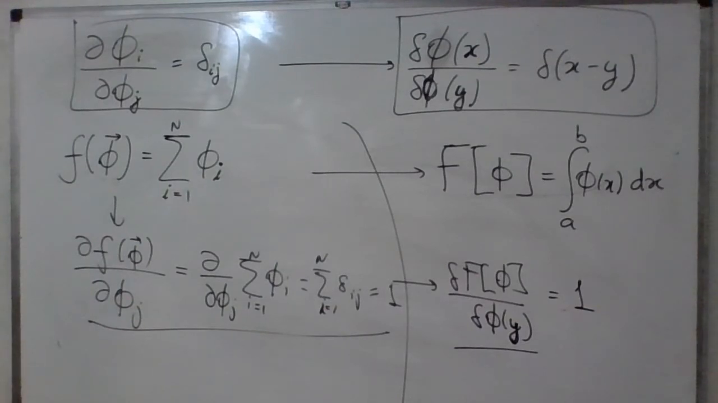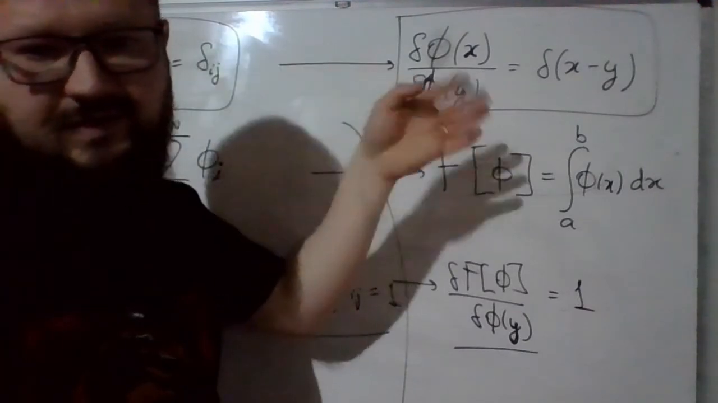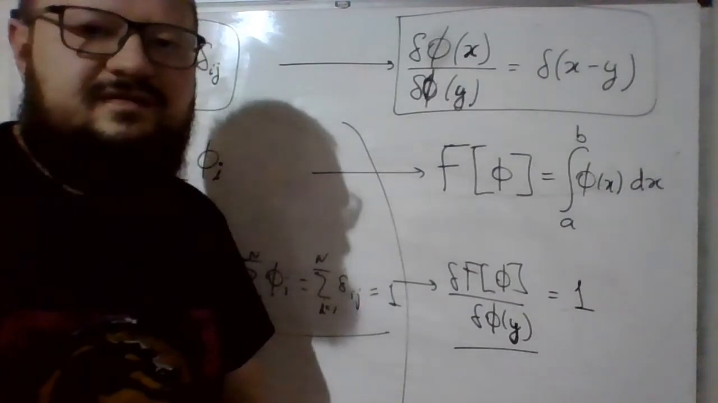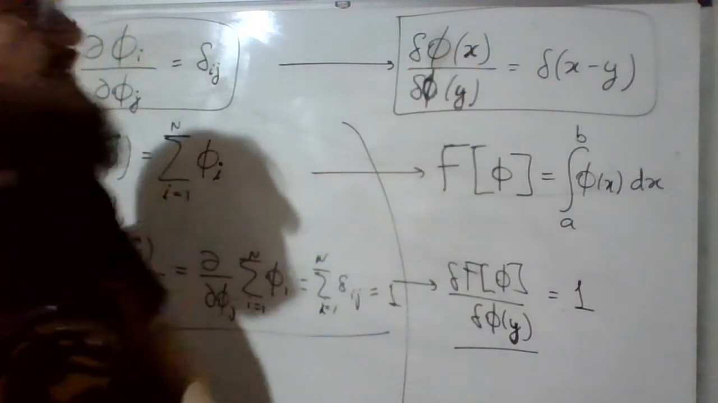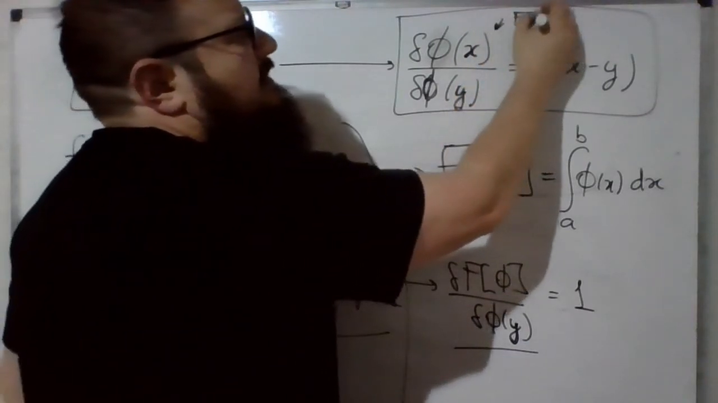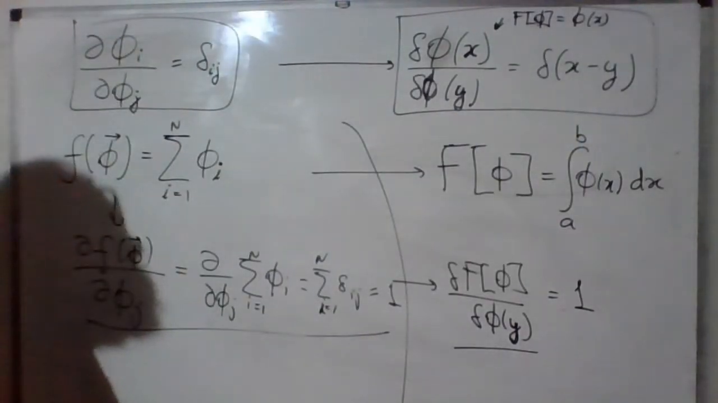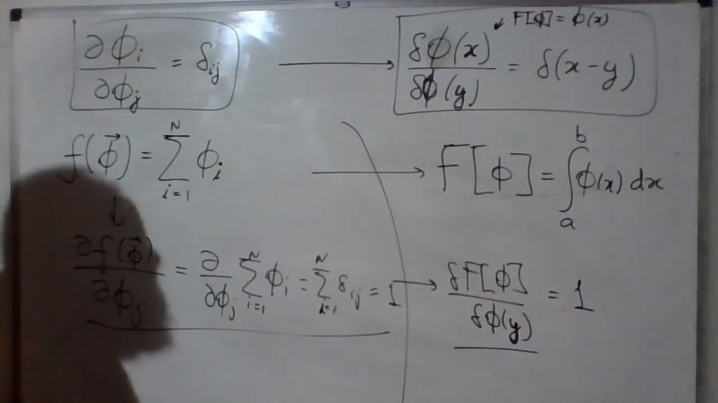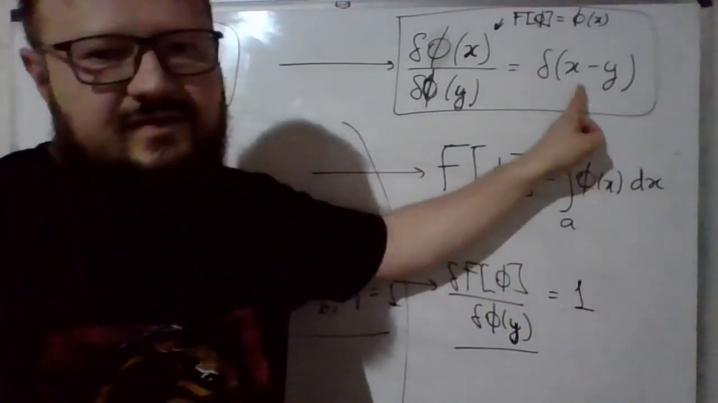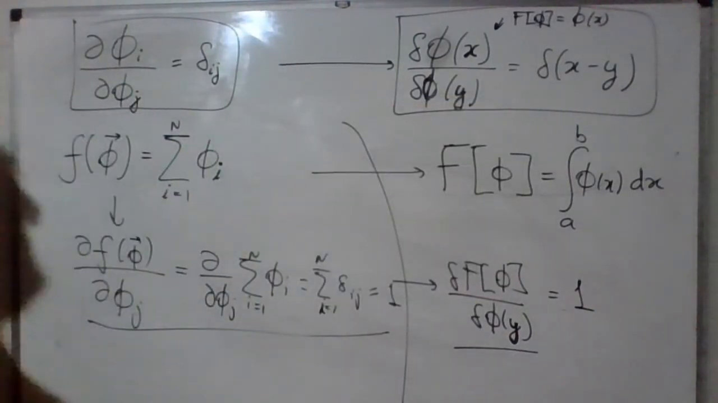Okay, this is it. You can demonstrate this property using directly the idea of functional derivative. To demonstrate this, consider that your functional phi of x is just phi of x. It's just this. This is the functional. You can plug into the definition of functional derivative, and you arrive at exactly this result here. Okay, so this is it.